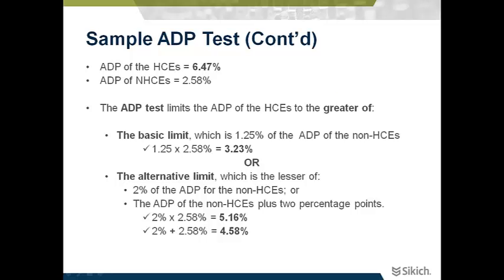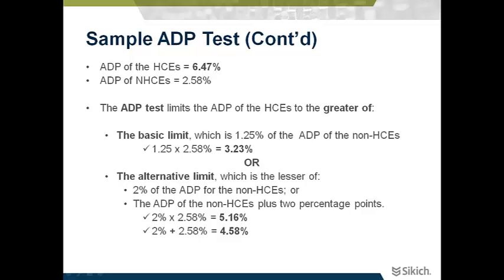So for illustrative purposes, I've applied the ADP test here for you. The ADP of the non-highly compensated employees is 2.58. So the basic limit, which is 1.25 of the ADP of the non-highly compensated employees, in this case would be 1.25 times 2.58, because we said that was the ADP of the non-highly compensated employees, and we get 3.23.